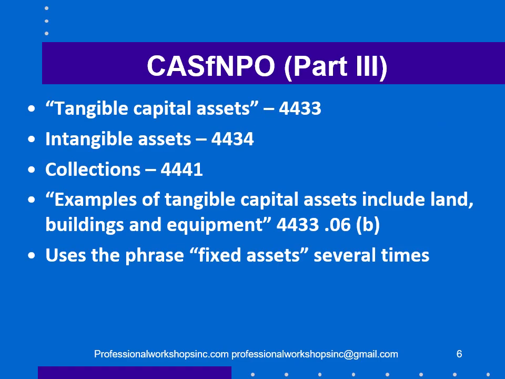Canadian Accounting Standards for Not-for-Profit Organizations, Part 3, talks about tangible capital assets. In 4433 and 4434, it talks about intangible assets. And then there's a special kind of capital asset, collections, in 4441. And it says examples of tangible capital assets include land, building, and equipment. So land, building, and equipment is a synonymous term for tangible capital assets. And again, the section uses the phrase fixed assets several times. So perhaps tangible capital assets, land, buildings, and equipment, and fixed assets are all synonyms, and one is not preferred over the other.